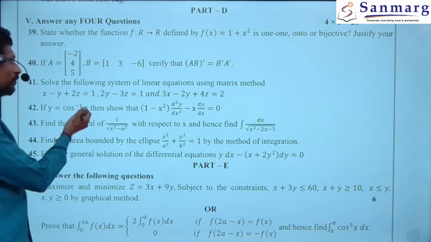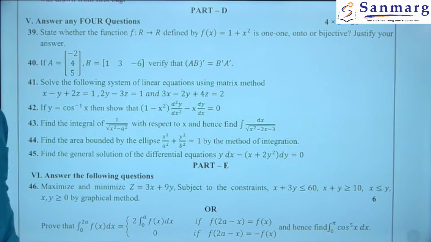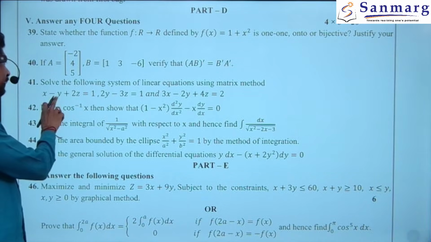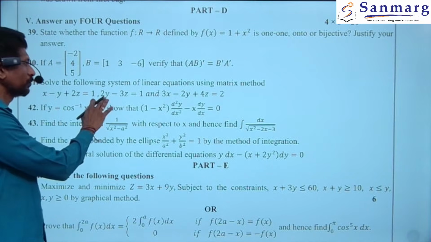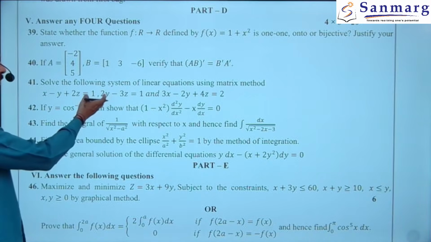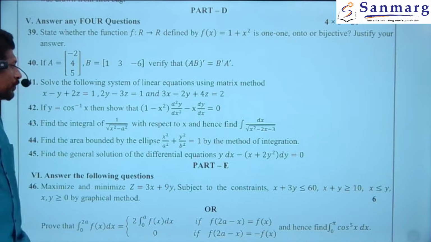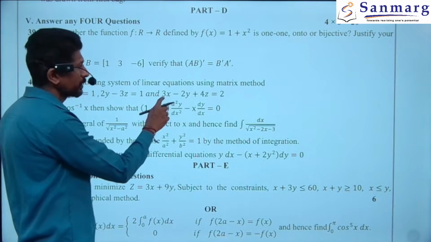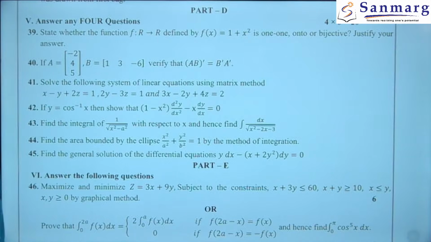In the system of linear equations, they will always give three linear equations. One is x minus y plus 2z is equal to 1. The second one is 2y minus 3z equal to 1. Here x is not mentioned, so you have to consider it as 0x. The third equation is 3x minus 2y plus 4z is equal to 2. Okay.